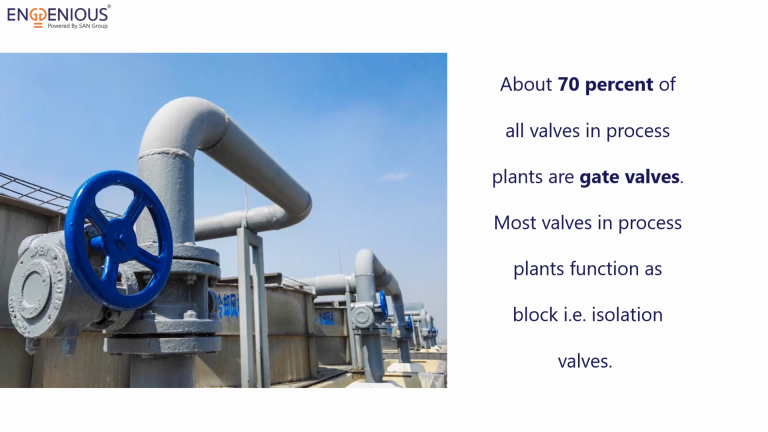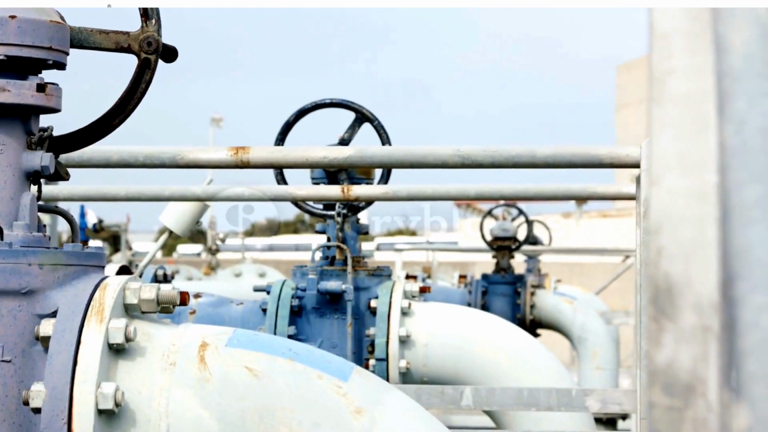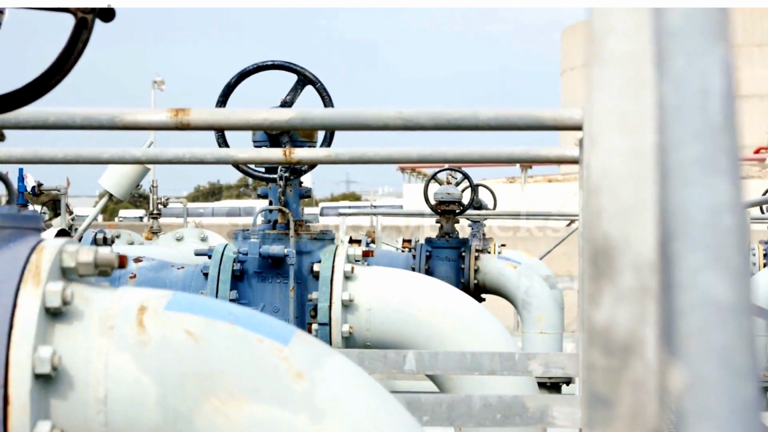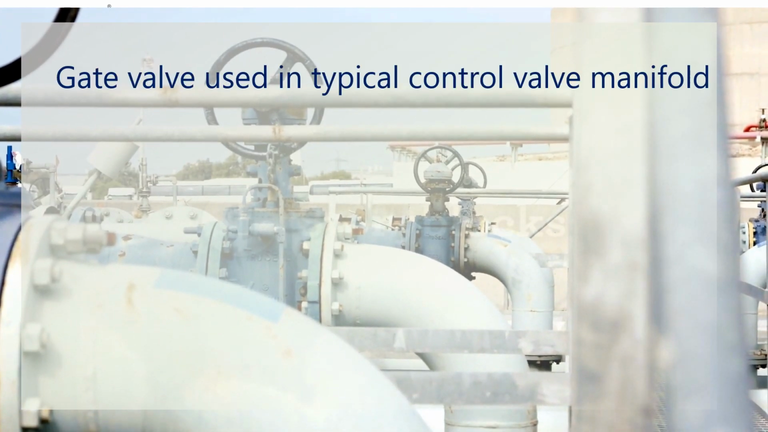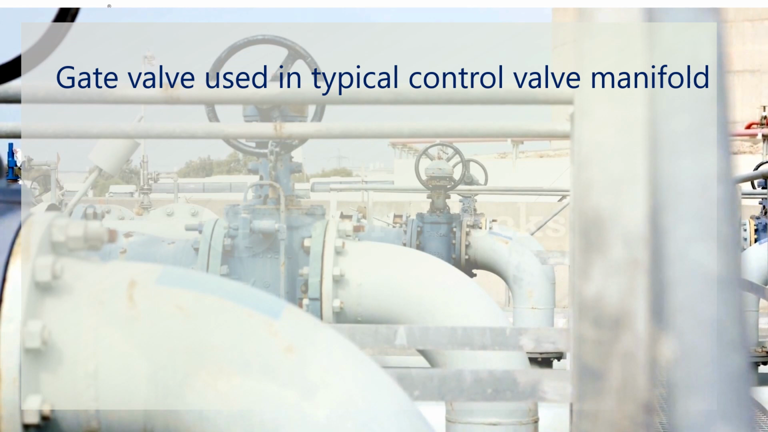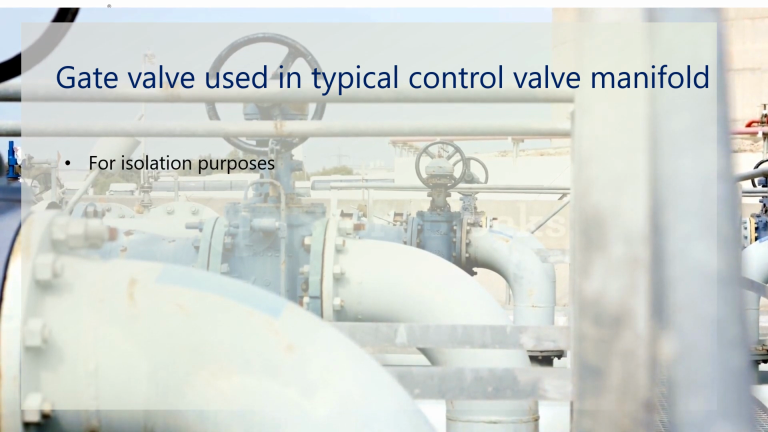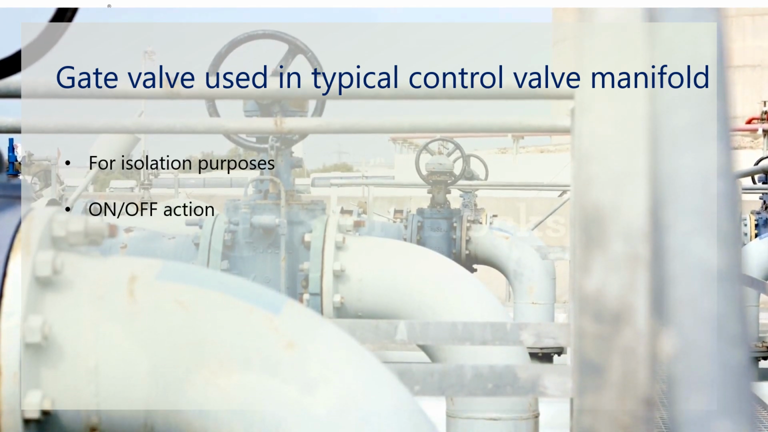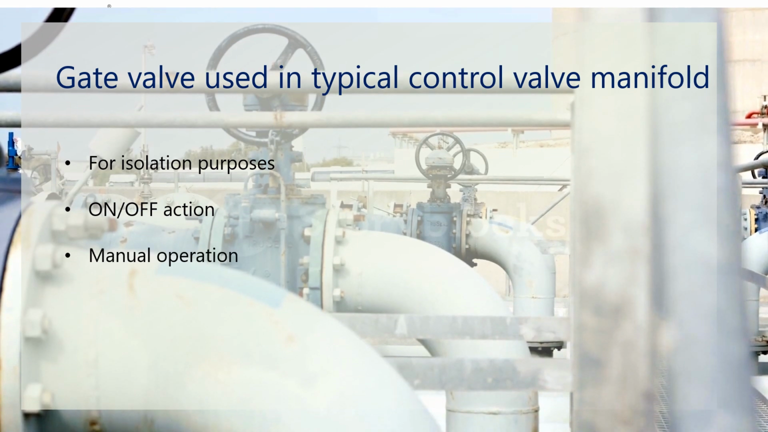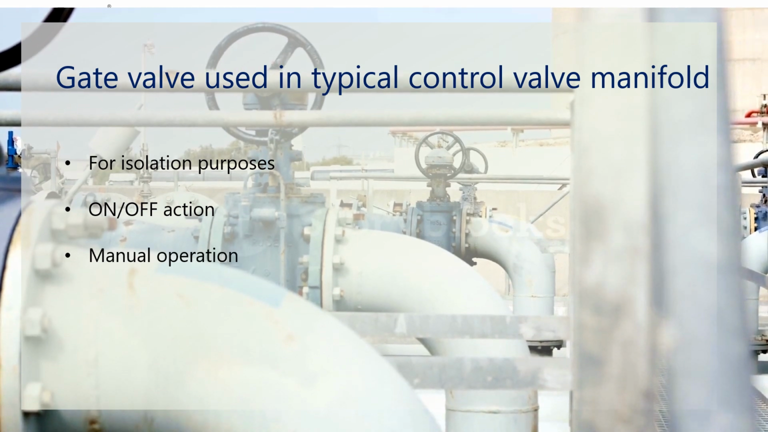Most valves in process plants function as block, that is, isolation valves. In the context of this typical control valve manifold, the process side requirements are: provide isolation, provide on-off action, provide manual operation. Considering these requirements, gate valves are most suitable for these types of applications.